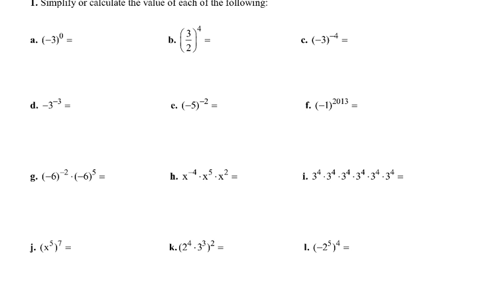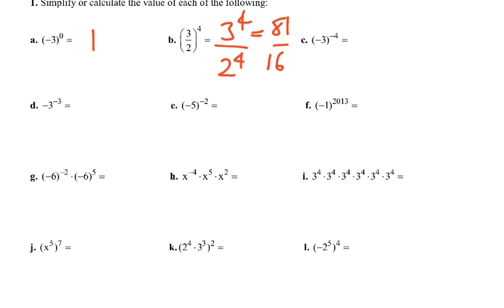Okay, A then. We know that anything to the power of 0 is 1. Then B, 3 to the power of 4 over 2 to the power of 4. So that's going to give me 81 over 16.